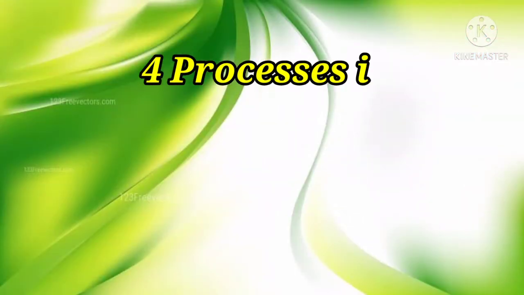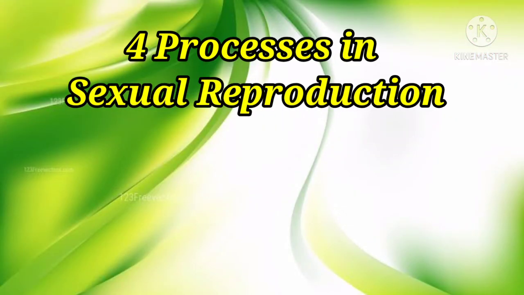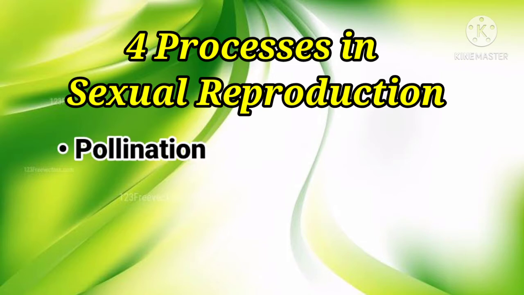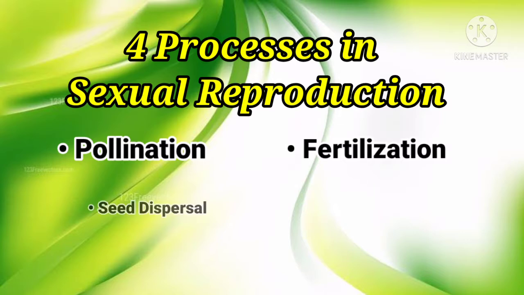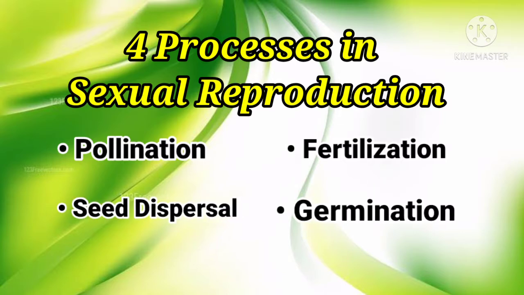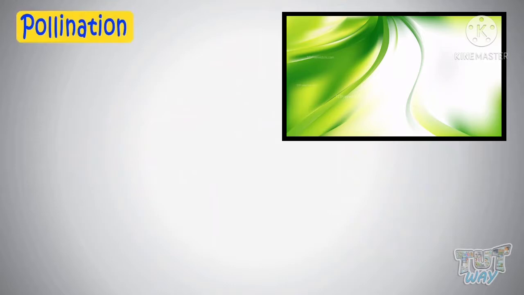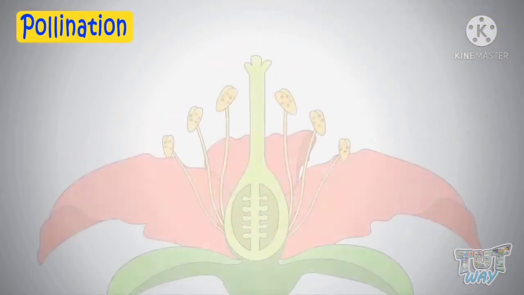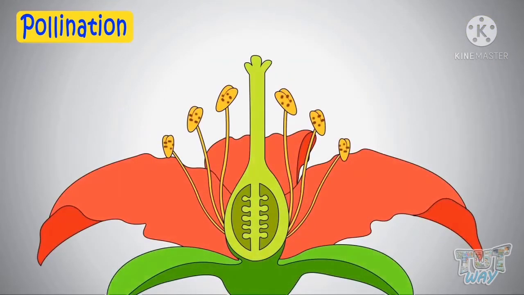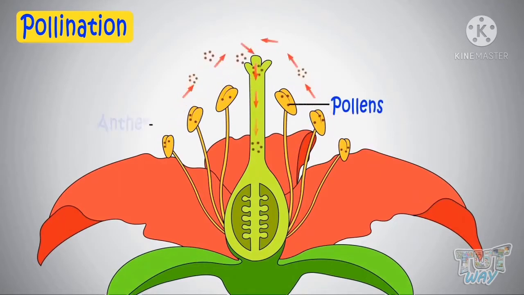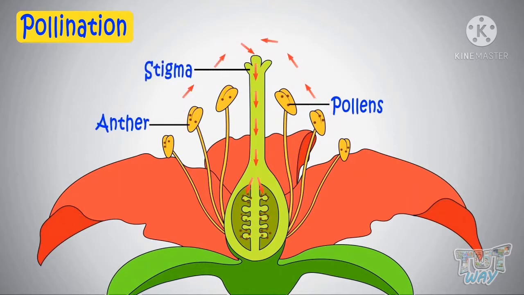There are 4 processes known in sexual reproduction of plants. They are pollination, fertilization, seed dispersal, and germination. Let's talk first about pollination. Pollination is the process by which pollens are transferred from the anther to the stigma of a flower, thereby enabling the fertilization and reproduction in turn.